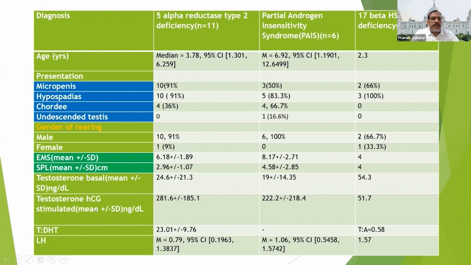So we did testosterone and other HCG stimulation tests, and we can see that we diagnose 5-alpha reductase on the basis of elevated T to DHT ratio, and 17-beta HSD3 by reduced T to A ratio, that is less than 0.8. We could not do molecular diagnostic tests because of the lack of resources. We have a plan to do this in the future.